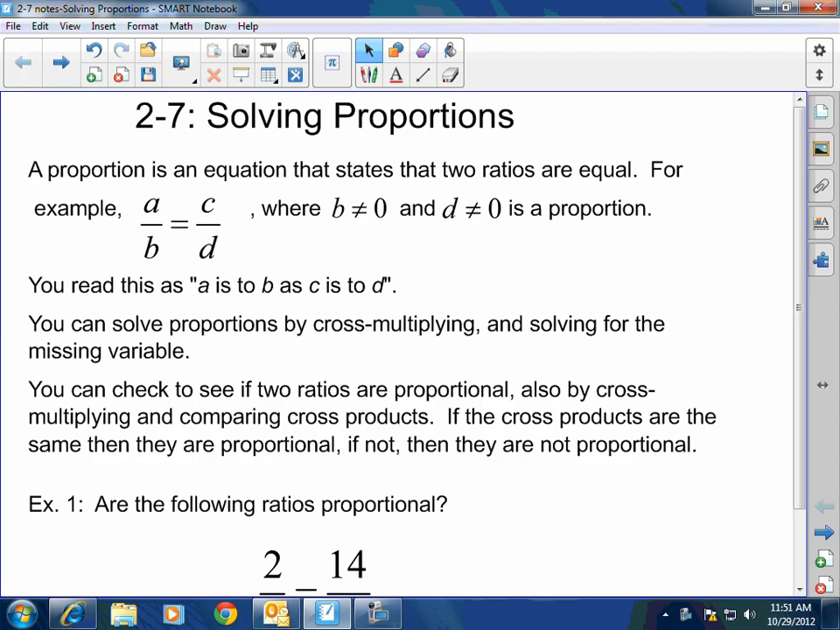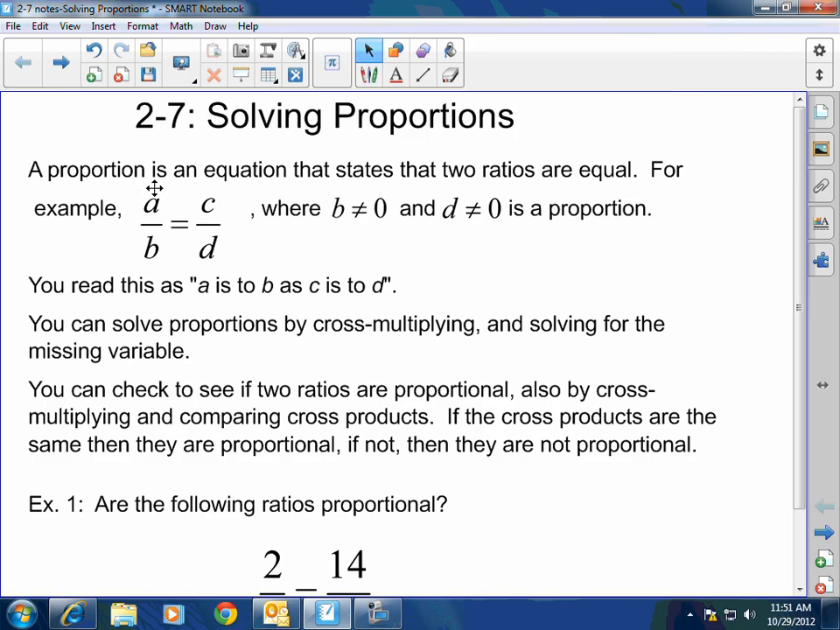All right. A proportion, as we learned last section, is an equation that states that two ratios are equal. For example, this is a proportion: A to B equals C to D. That is a proportion. Two equal ratios, where B and D are not equal to 0.